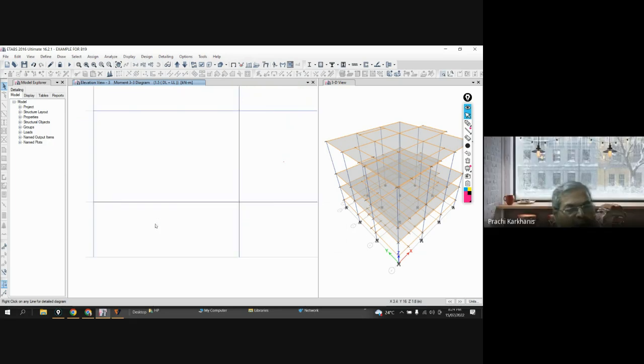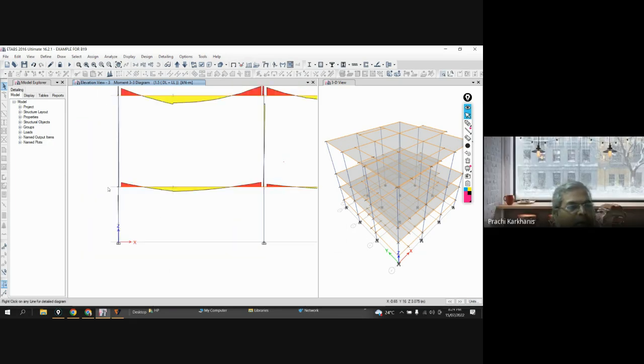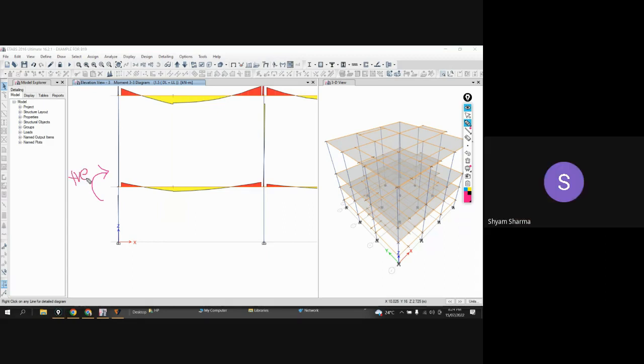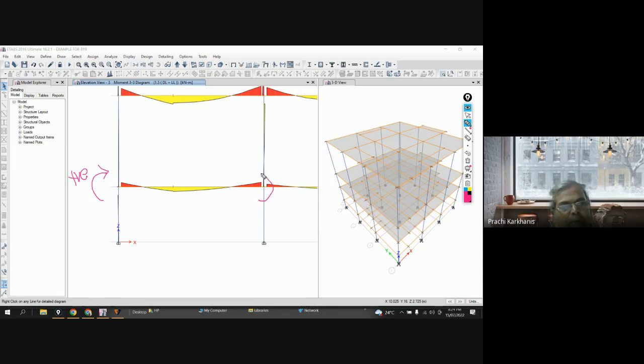Now, if you see this diagram, you will see that on both ends you are having a negative bending moment. That means, see what I told you. I said that at the I end, if you are having something like this, that means it is positive. And at the J end, if you are having something like this, that means positive.